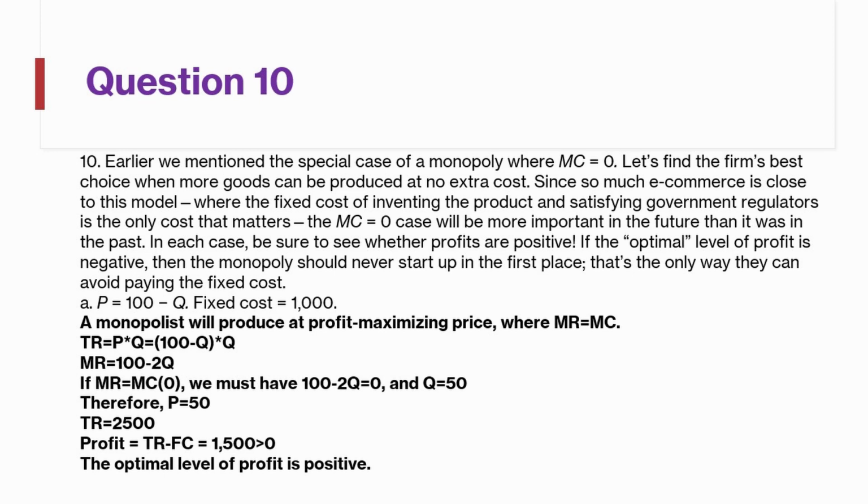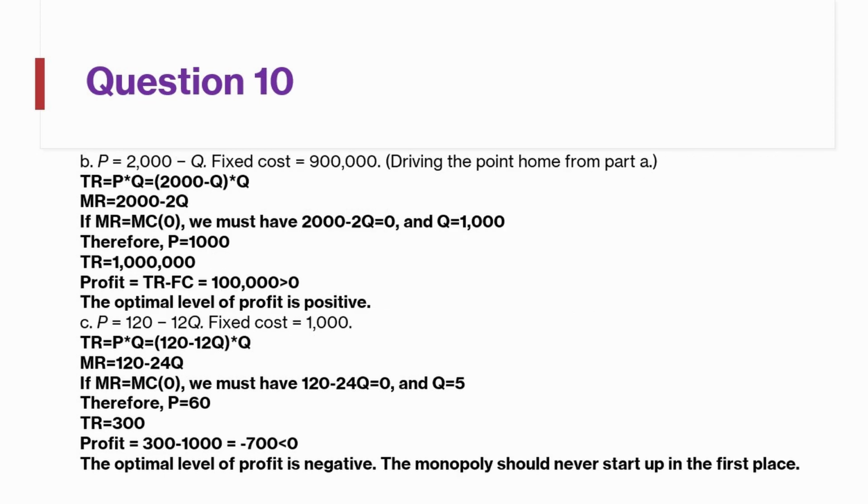If we apply the same principle to the scenario mentioned in part B, we find the quantity produced will be 1,000, therefore giving us a price of $1,000, total revenue of $1 million, and a profit of $100,000, and that is also a positive profit level. For part C, however, we see the fixed cost is $1,000, and here is the price formula. We get a quantity of 5 and a price of 60. The total revenue is going to be 300, while the fixed cost is 1,000. That gives us a negative profit, meaning the monopoly should never start up in the first place.